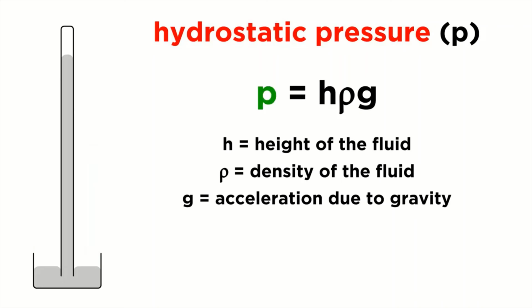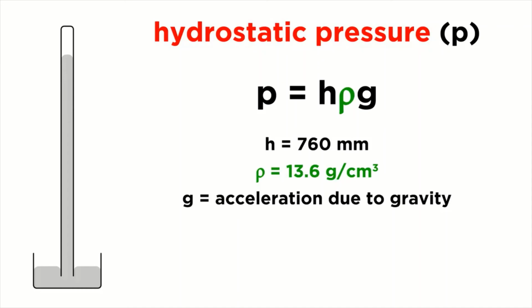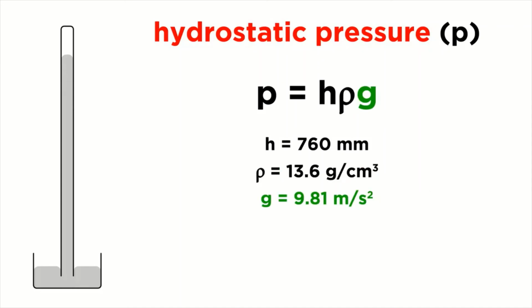For example, let's calculate the atmospheric pressure required to support a column of mercury with a height of 760 millimeters. The density of mercury is 13.6 grams per centimeter cubed, and the acceleration due to gravity on Earth is 9.81 meters per second squared. So let's solve for P.